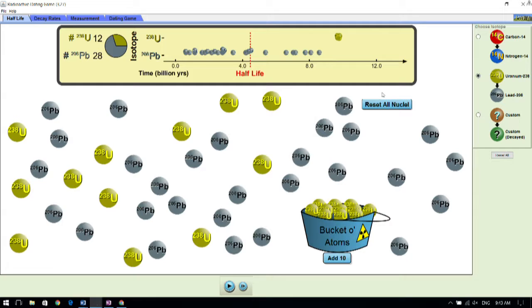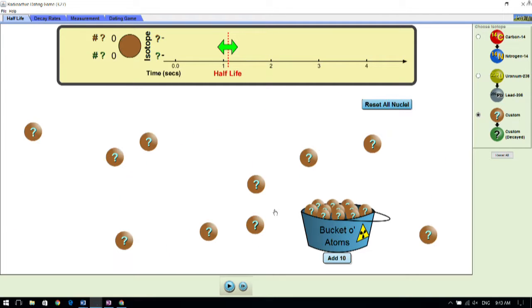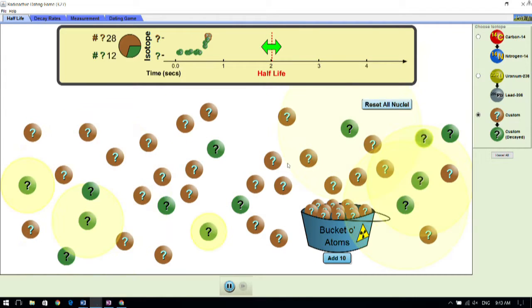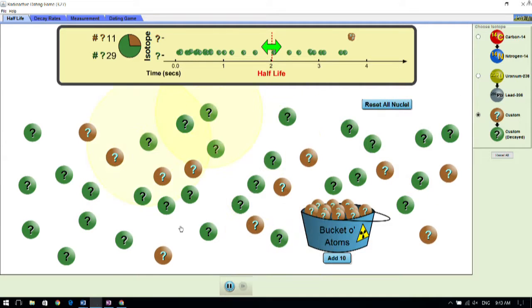And then you can make your own custom one, and you can put the half-life wherever you want. So you can make a really short half-life in seconds, or a really long half-life in seconds. So let's make our half-life 2 seconds. So at 2 seconds, you're going to end up with about half decayed. So that's the first part. The second part is the decay rates.